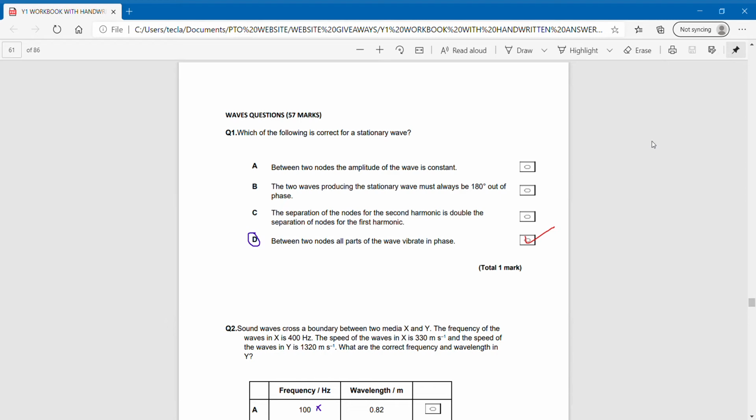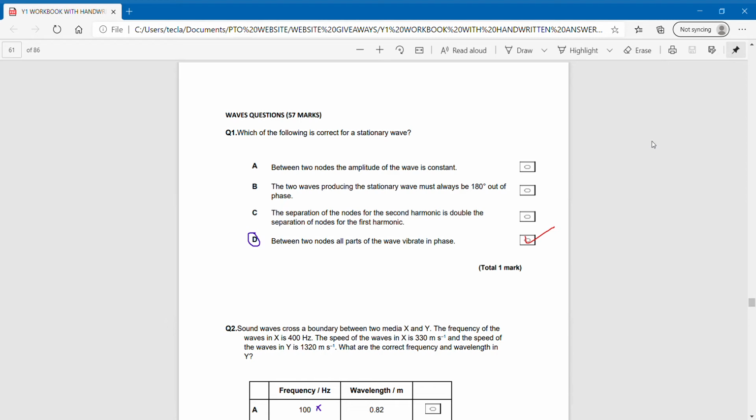And B, two waves producing the stationary wave must always be 180 degrees out of phase. Well, they will be if it's a reflection of, let's say, a string at a fixed point where it's tied or fixed. But if it's a string which is loosely tied, or if it's an open-ended tube and you've got air vibrating, then they may not be 180 degrees out of phase. They might actually be a reflection at the point where they're in phase.